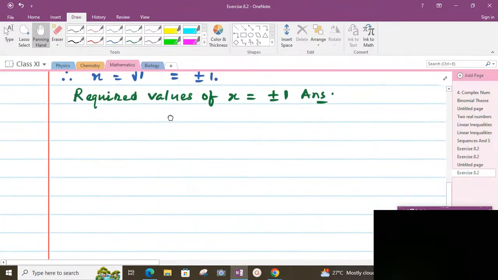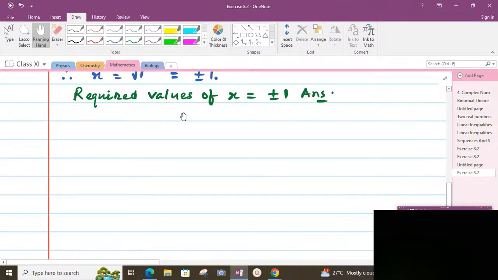Hope that there is no problem to understand the solution of question number 6. Let's see the question number 7. Let's see the solution of this question.